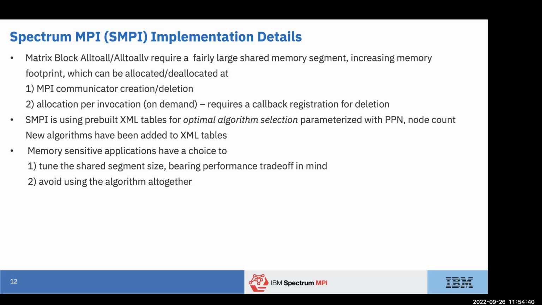And in Spectrum MPI, we also allow a mix of algorithms to work together. We have so-called XML tables, which parameterize the task count per node and node count, and the algorithm is selected based on the table, which performs best for this set of parameters.